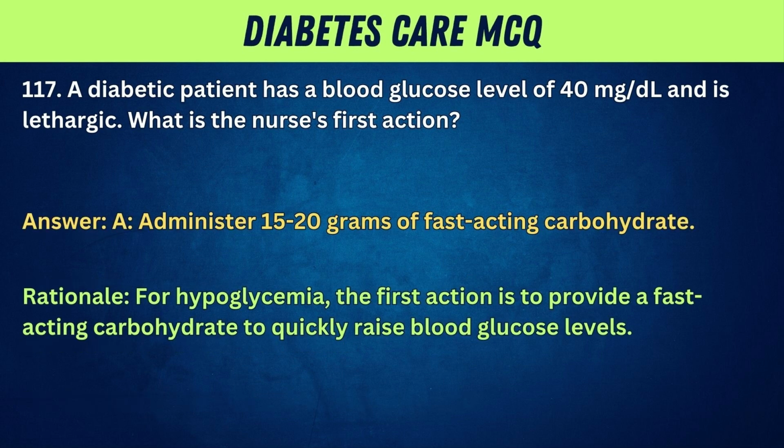Answer: A. Administer 15 to 20 grams of fast-acting carbohydrate. Rationale: For hypoglycemia, the first action is to provide a fast-acting carbohydrate to quickly raise blood glucose levels.